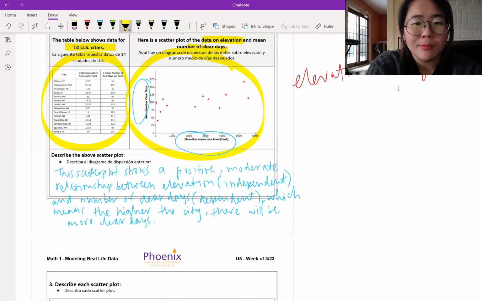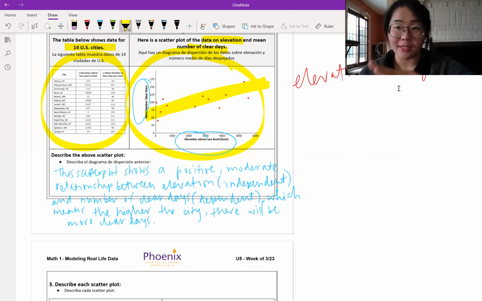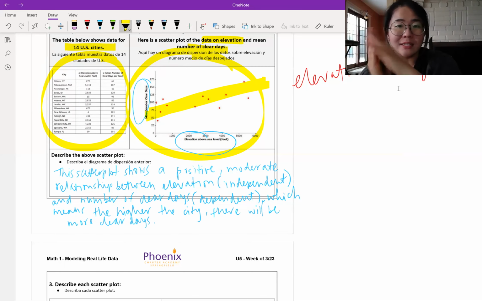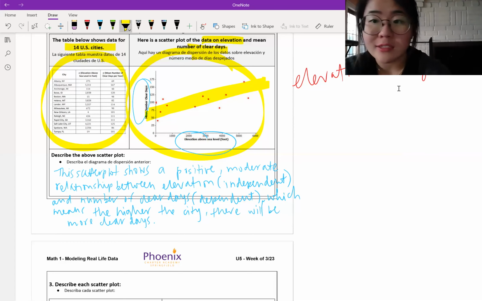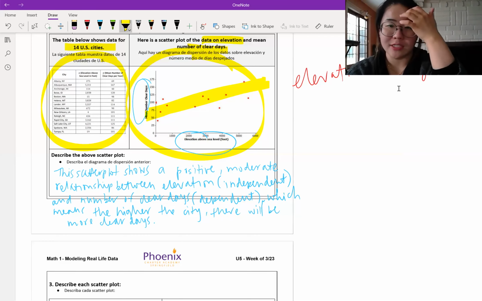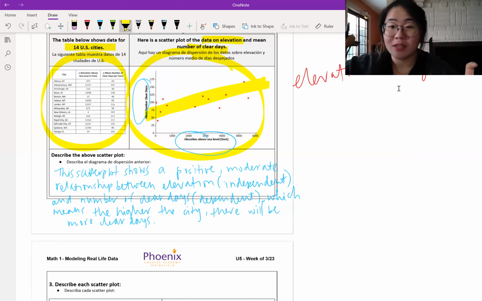I'm briefly going to go over how I got positive and moderate. So if I look at the data points, if I follow the general direction, I notice that it's going upwards from left to right. So I know it's positive. I also notice that it's not quite close to making a line. It's kind of spread apart. So I know it's going to be moderate. You could have said weak. Actually, that would be a good case. And that's why I'm saying that being able to recognize certain scatter plots is really important. You can always argue for certain situations, but I said moderate because considering there's only 14 data points, it's relatively close enough to making a line for it to be considered moderate and not weak.